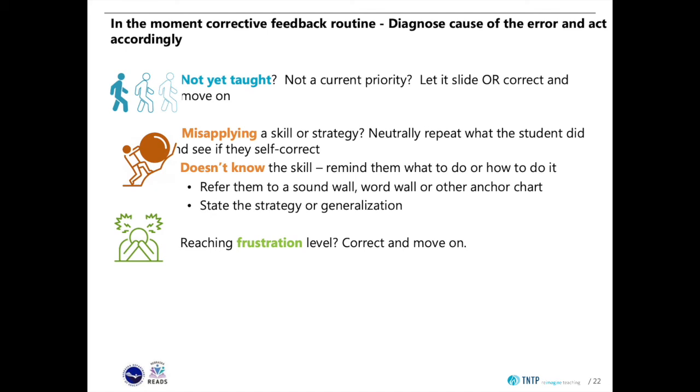Refer them to maybe a sound wall, a word wall, or an anchor chart, and just state that strategy or generalization to give them that, oh, you're misapplying the, like the OI sound. So you can either just have them glance back at the wall, ask them, what's that? After you record them, great. All right, go ahead and apply it again. Try reading that word, and then you can move on. And then if they're reaching that frustration level, correct and move on.